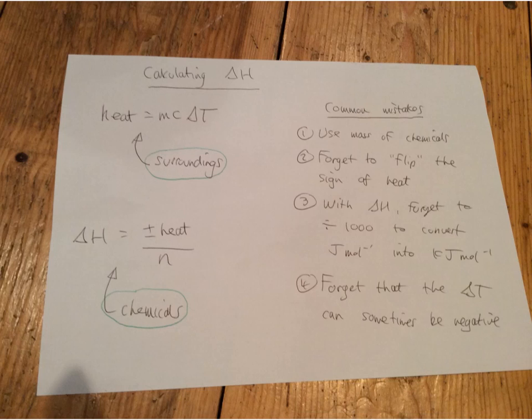Don't forget about units as well. You need to divide by 1,000 to get into kilojoules, and don't forget your temperature change can be negative. So delta T is not always a positive number. Okay guys, so about 4.5 minutes left, off we go.